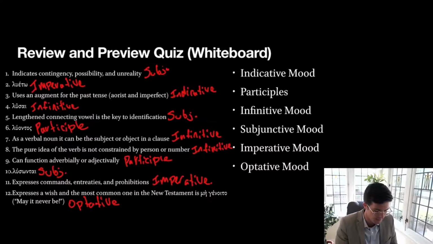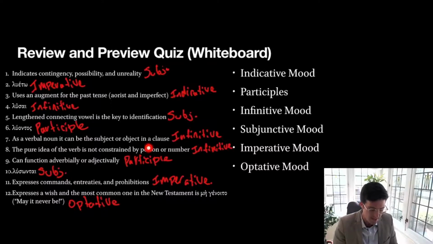Luontos is a participle. This is a present active participle, genitive masculine singular, using that third declension os ending of the genitive masculine singular. Remember, sos, ia, esoncios, os. So it's the second one down there, genitive masculine singular. As a verbal noun, the infinitive can be either the subject or the object in a clause.